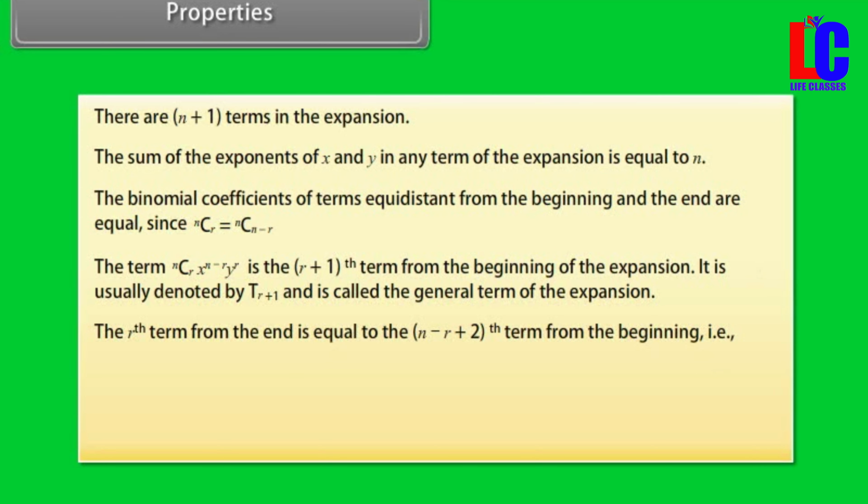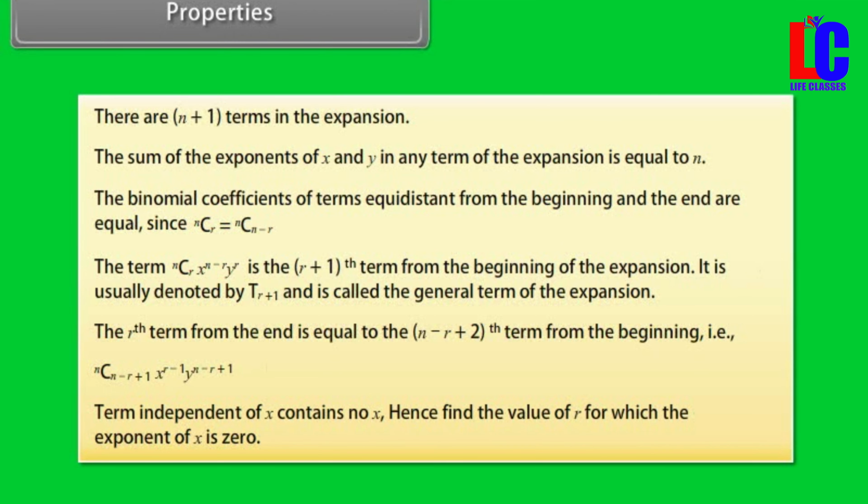The rth term from the end is equal to the (n − r + 2)th term from the beginning, that is, nC(n−r+1) times x^(r−1) times y^(n−r+1). The term independent of x contains no x, hence find the value of r for which the exponent of x is 0.